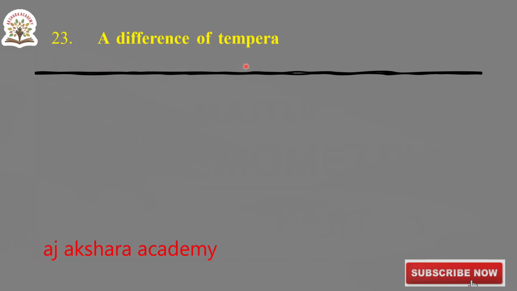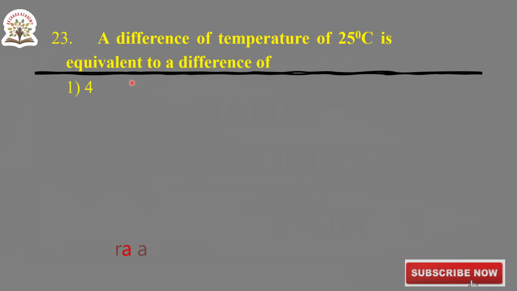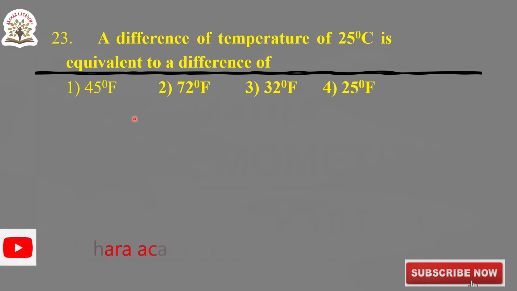A difference of temperature of 25 degrees centigrade is equivalent to a difference of. In this question, we have to calculate the difference of temperature. They have given 25 degrees centigrade. We have to calculate the equivalent difference in Fahrenheit. Let us go to the solution.